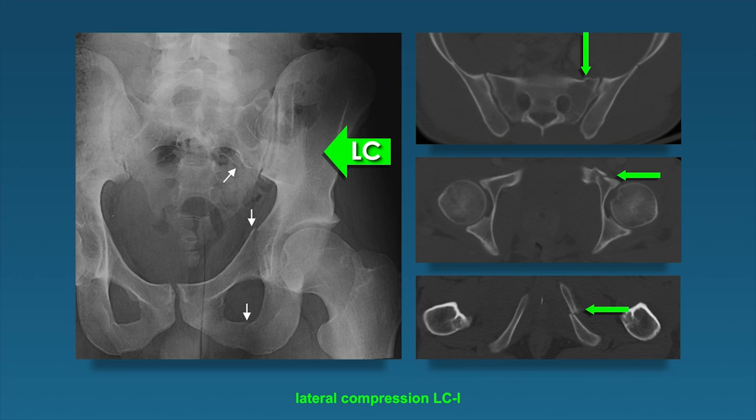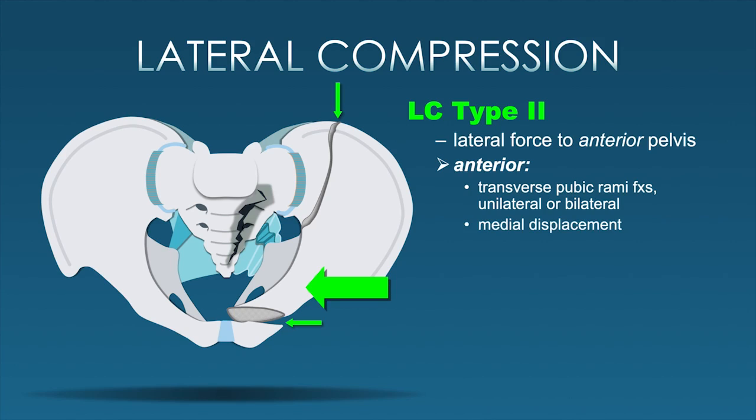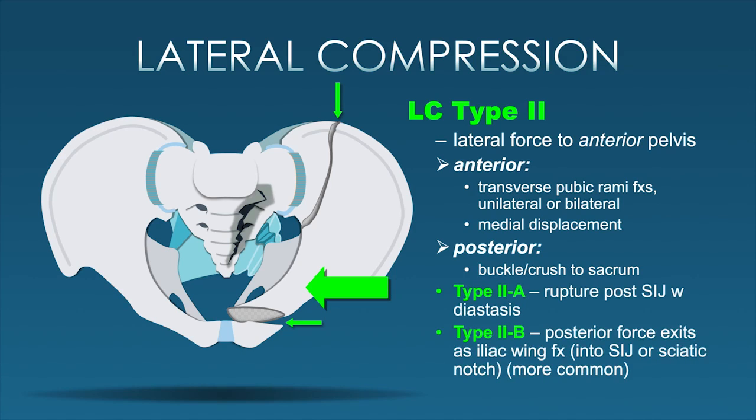Type 2 injury now has the lateral force a little bit more anteriorly directed in the pelvis, so we're putting some pressure on the posterior pelvis and trying to pivot that. So on top of having our anterior injuries that involve the rami fractures, we're now going to have some internal displacement, going to put some pressure on that posterior pelvis and cause our buccal crush injury to the sacrum, but as well either cause diastasis to the posterior SI joint ligament or fracture through the iliac bone.